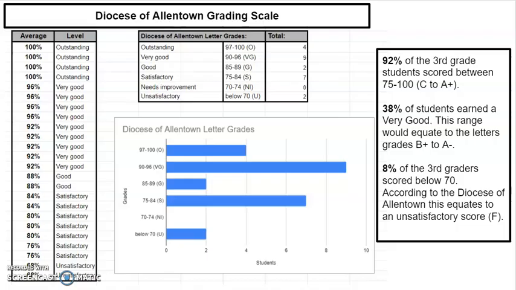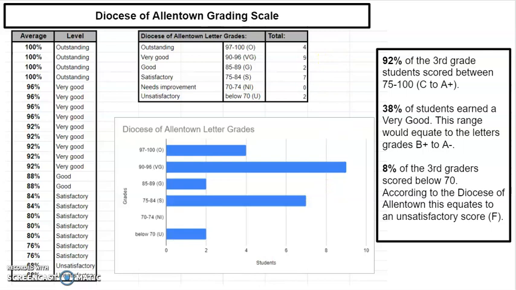Then I wanted to compare their scores against the diocesan grading scale. So as indicated on this table right here, we have a 97 to 100 as an outstanding grade. I have 4 students that fall into that range. Very good being a 90 to a 96. Good being an 85 to an 89. Satisfactory, needs improvement, and then unsatisfactory.